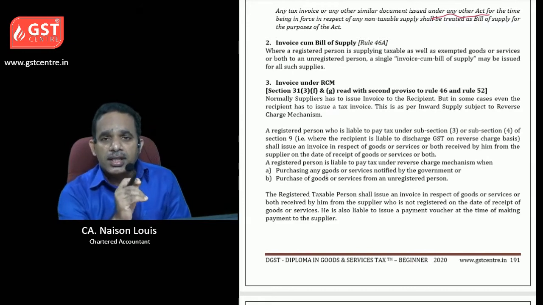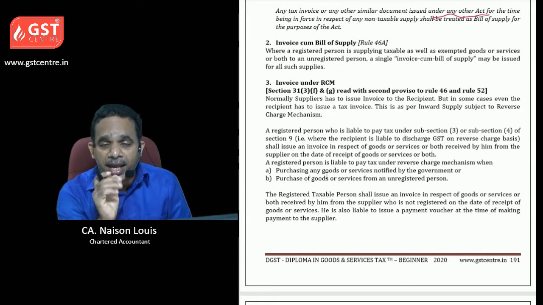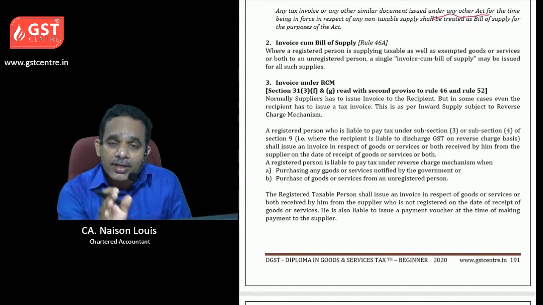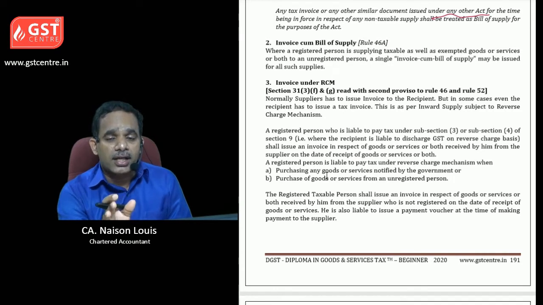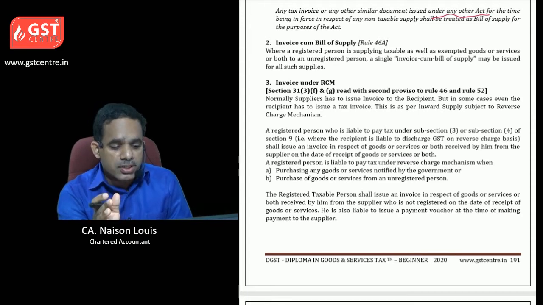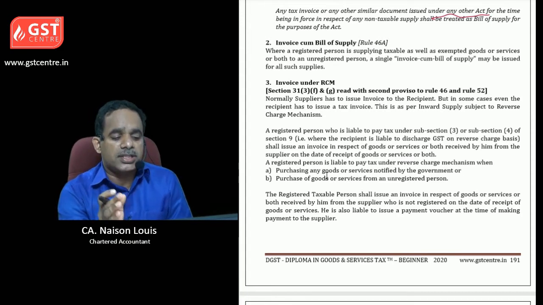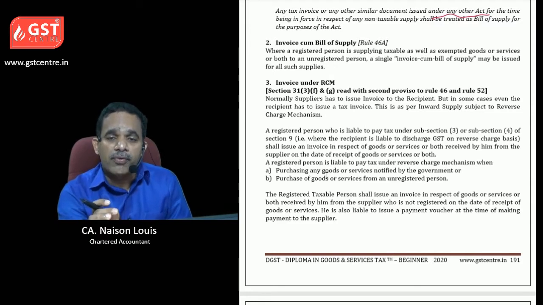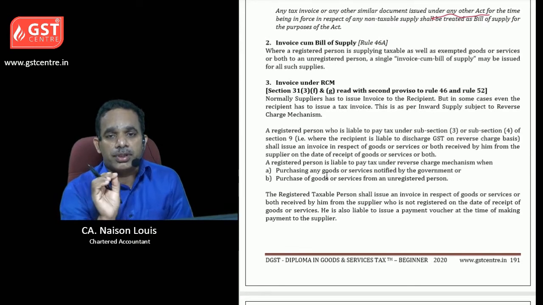Then invoice under RCM. What is RCM? Reverse charge mechanism. Under RCM, you need to make an invoice raised on yourself. What is RCM? Under section 9 subsection 3 or 9 subsection 4, that is purchasing any goods or services notified by the government, or purchase of goods or services from an unregistered person. There are many notifications related to it, as well as goods or services notified, so you need to learn it in another chapter. In such a scenario where RCM is applicable, an invoice should be prepared and issued. Clear?